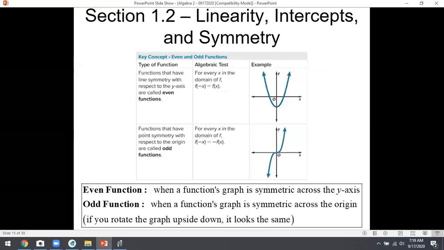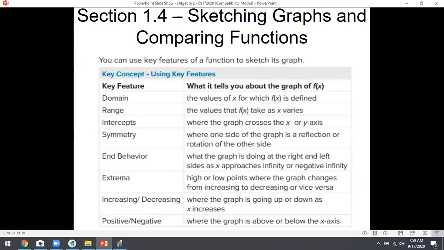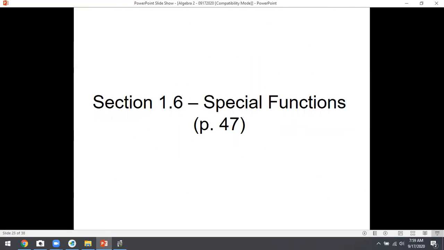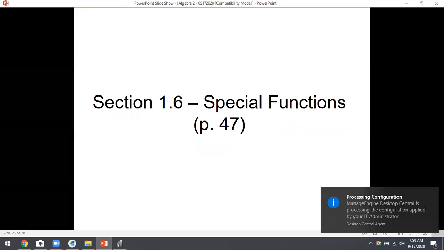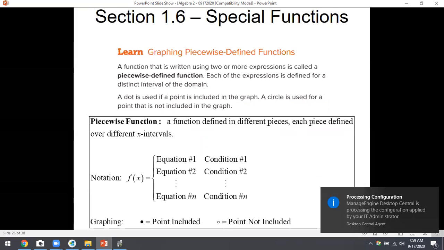This is section 1.6. It involves special functions. Found on page 47 of your textbook. Nice short title for you today. Special functions. So these are functions that come up once in a while. They're not going to probably be the heart and soul of this course, but they're just good to be exposed to them because they do come up once in a while, so you need to know about them. All right, here we go.